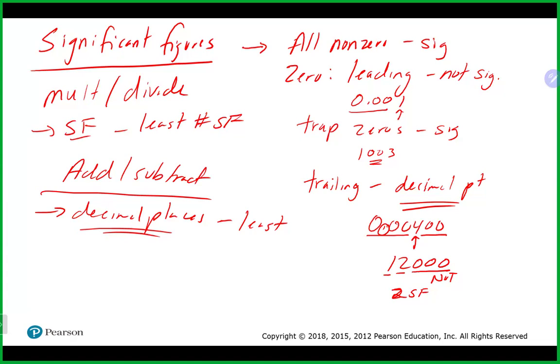And lastly, scientific notation, right? So for any number in scientific notation, the numbers that come before the times 10 part are going to be significant, right? Any questions on any of that stuff that we talked about last time?